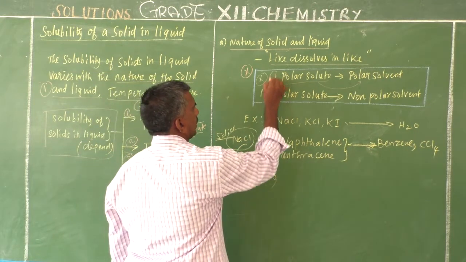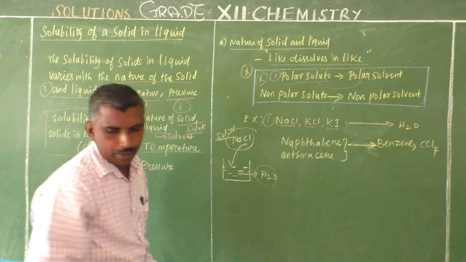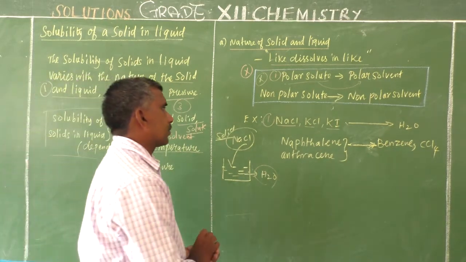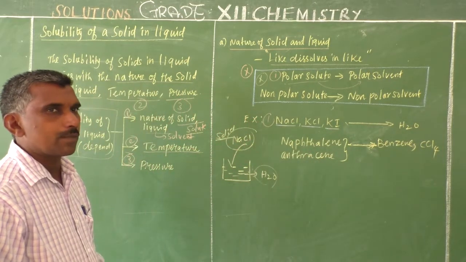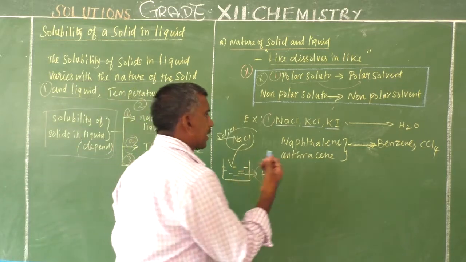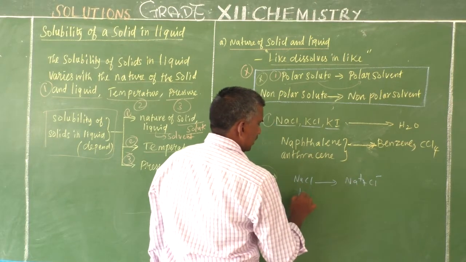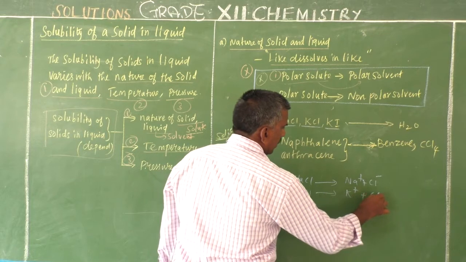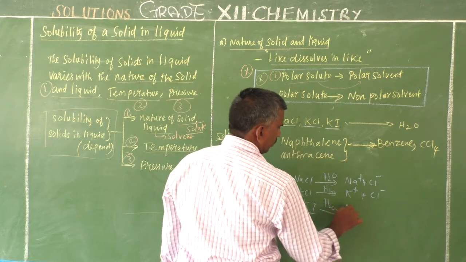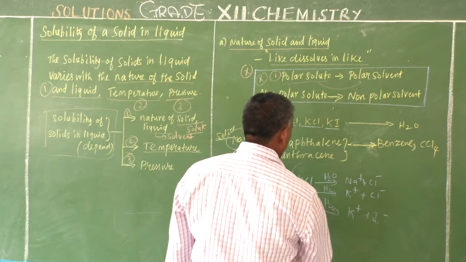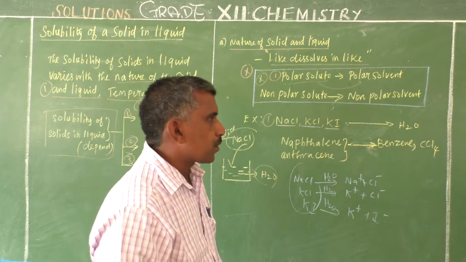First, polar solutes. Examples are sodium chloride, potassium chloride, and potassium iodide. These are polar solutes, which means they dissolve in water to form ions. Sodium chloride dissolves in water with ion formation, KCl dissolves in water forming ions, and KI dissolves in water to form ions. So these are known as polar solutes.